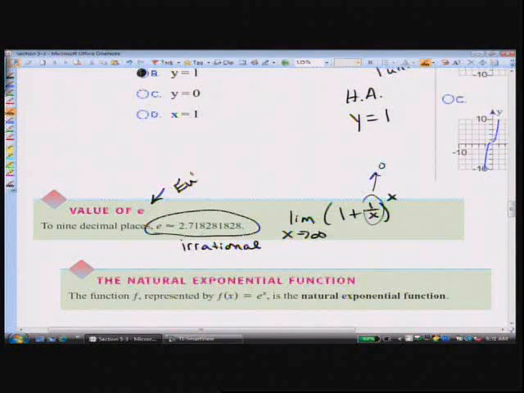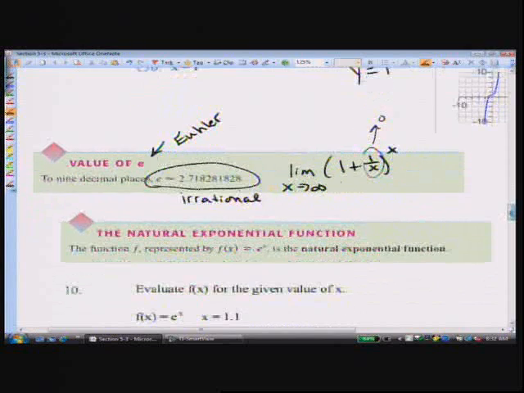Euler first found this number, E-U-H-L-E-R. So he gets credit for just calling it the little e. Okay. So what we can do now is we can let that e be a base, and we call this the natural exponential function. So instead of 2 or 3 or 1/2 like we were doing, we let e be the base, and that's the natural exponential function.